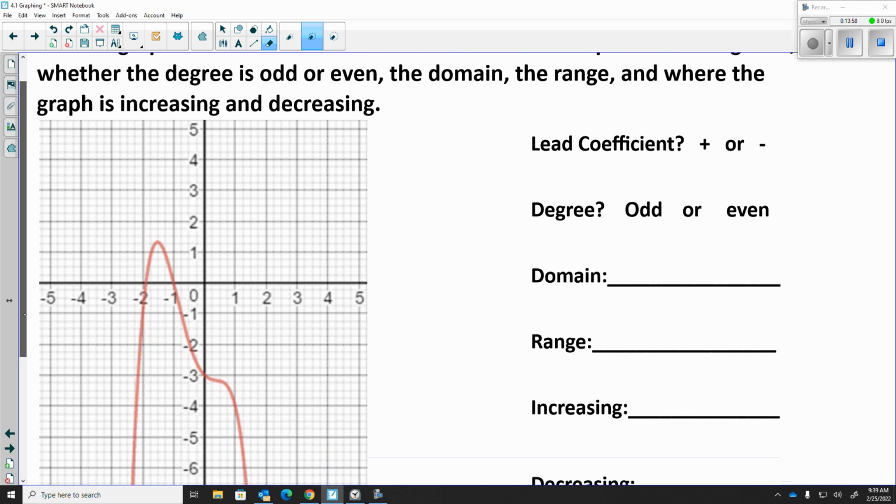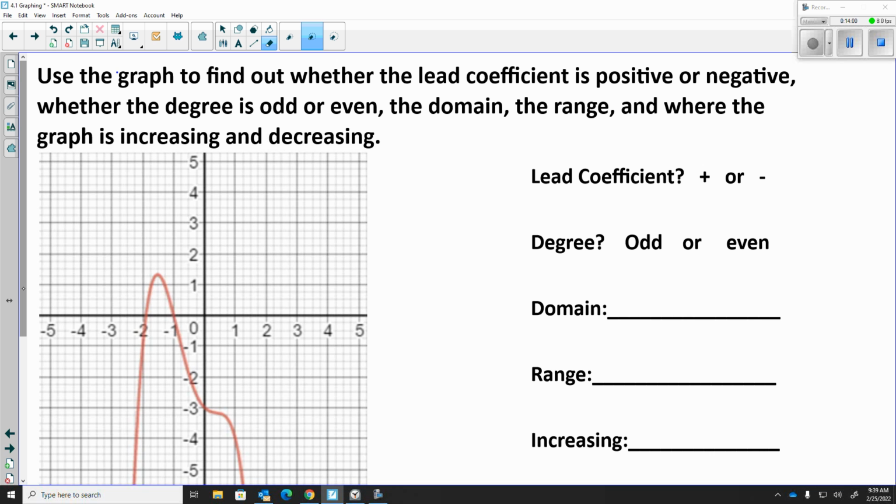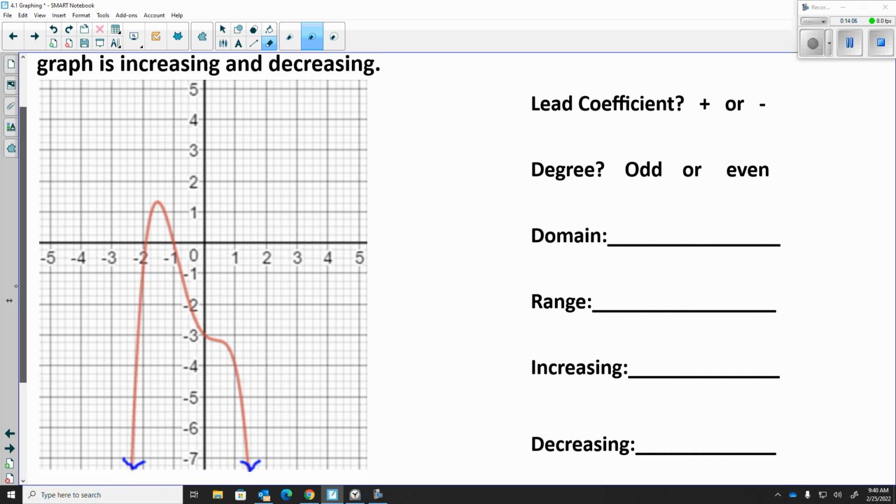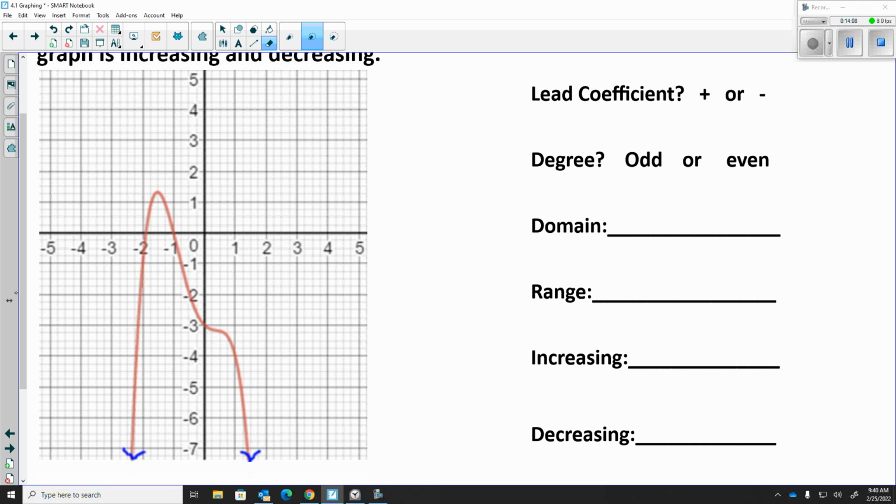So leading coefficient, it asks me, is the leading coefficient positive or negative? Just looking at that graph, what do you think it is? Negative. How do you know? Because the right side's going down. So the leading coefficient must be negative. What about the degree? Is it odd or even? Because the sides match, the degree is even. I don't have the function, but I can still answer these questions because I know what's happening on the graph.